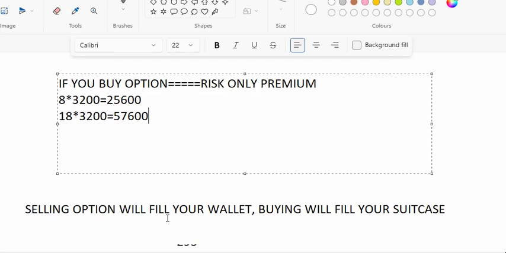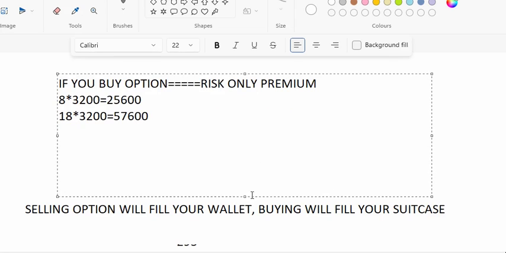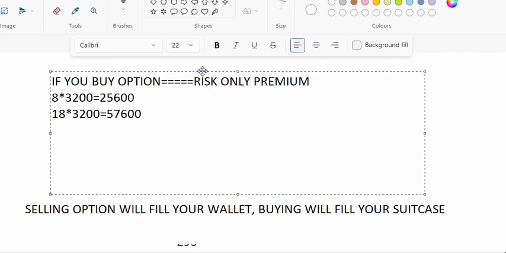That's what it says: selling options will fill your wallet, buying options will fill your suitcase, because you prefer to earn money quickly, like everybody does, right? Everybody who is listening to this is thinking about making money as soon as possible. You want to become a millionaire, billionaire, but you don't want to study that particular thing, why and how I'm going to make that money. So buying options will give you money. This is your risk, 25. Of course, you can put a stop loss. That's your complete risk, 100%.